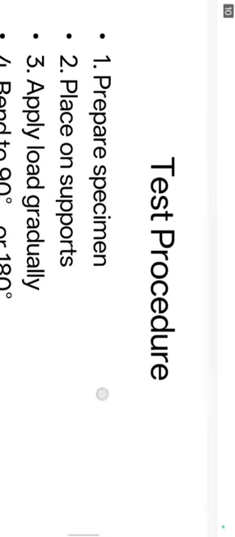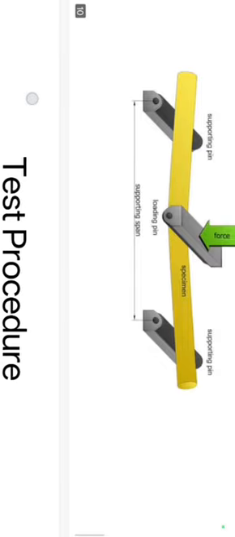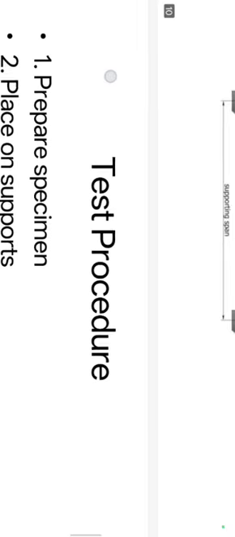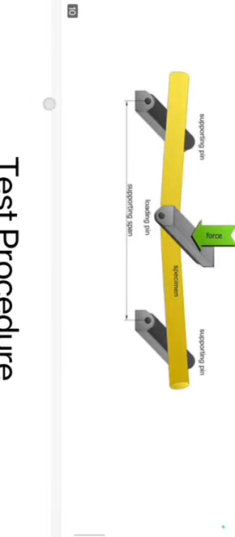Test procedure: prepare the specimen and place it on the supports. Apply the load gradually. The specimen is bent to 90 or 180 degrees, and we observe whether a crack appears. This is the procedure for the bend test.